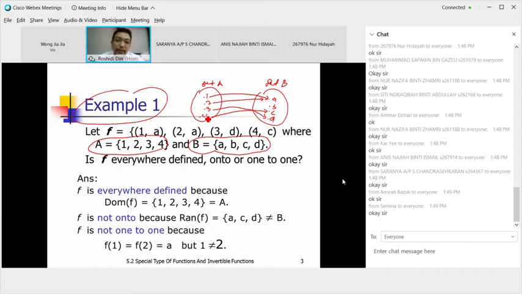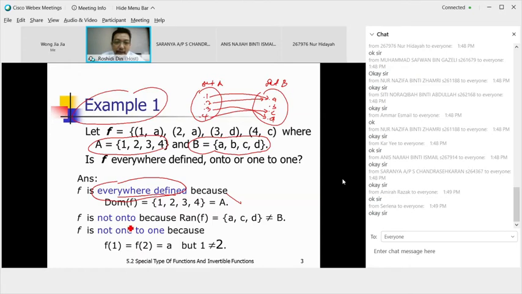Now we look at which one this is: everywhere defined, onto or one-to-one? Based on this mapping, it is everywhere defined, because we utilize all these elements, all the elements are used in this mapping. So we call it everywhere defined. We focus on the domain: we utilize all the elements in the domain, which means everywhere defined.